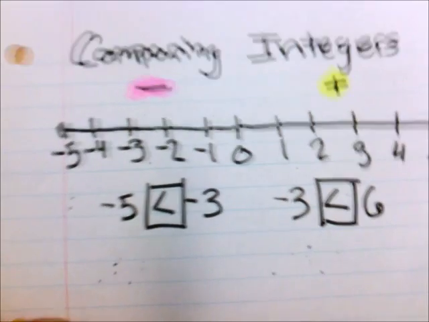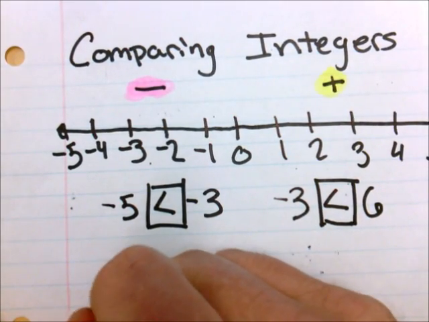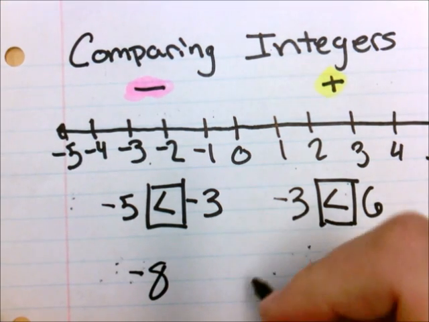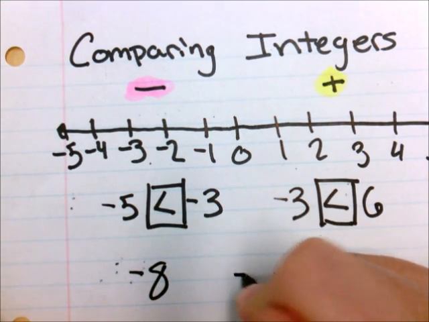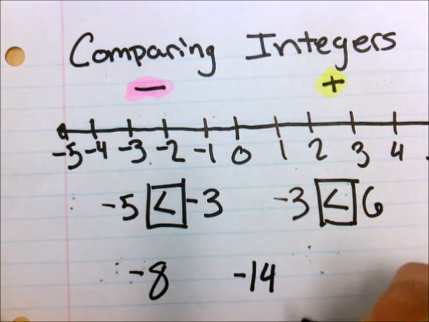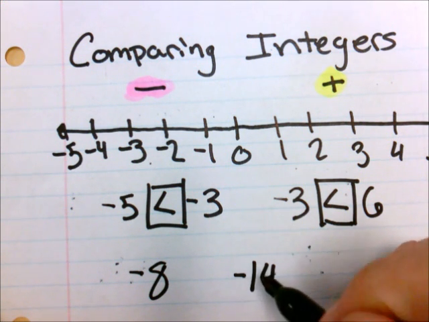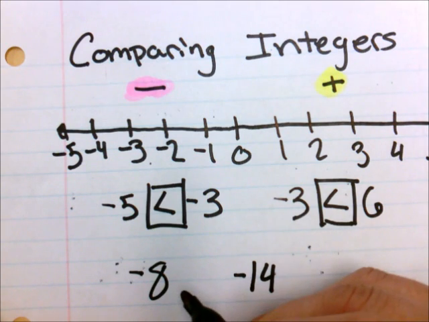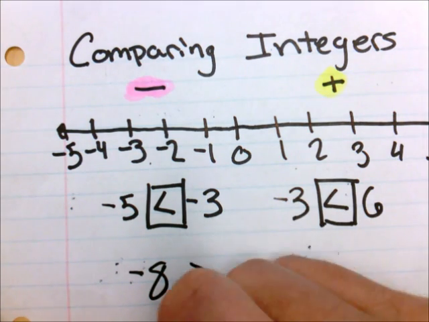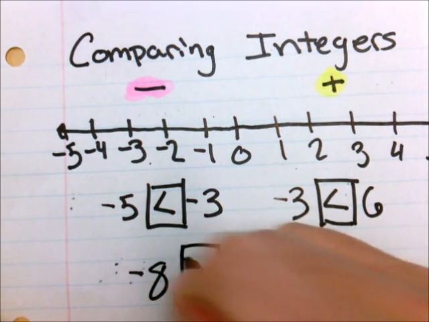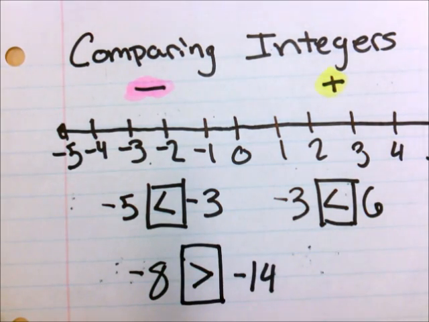If I had, we'll say, negative 8, because it's not on here, and that's a good one. Negative 8 and negative 14. Remember, the bigger the number is with a negative sign, the smaller it really is in real life. So negative 8 is actually going to be bigger or greater than negative 14. So that's comparing integers. That's not too bad.